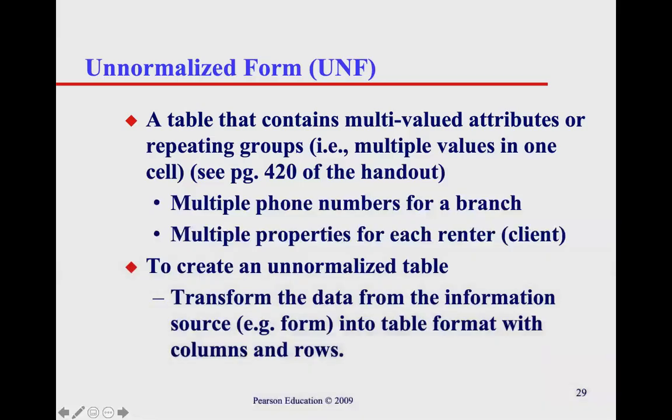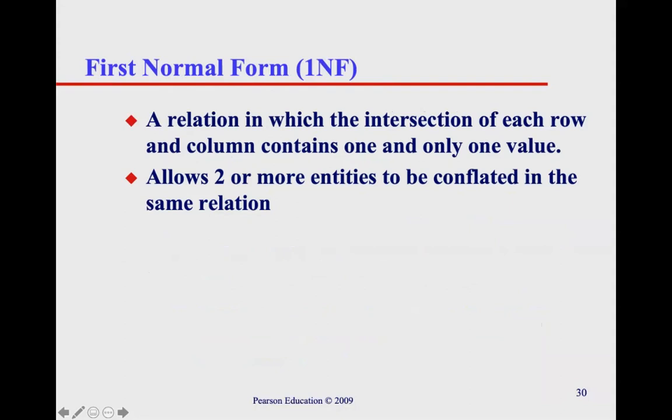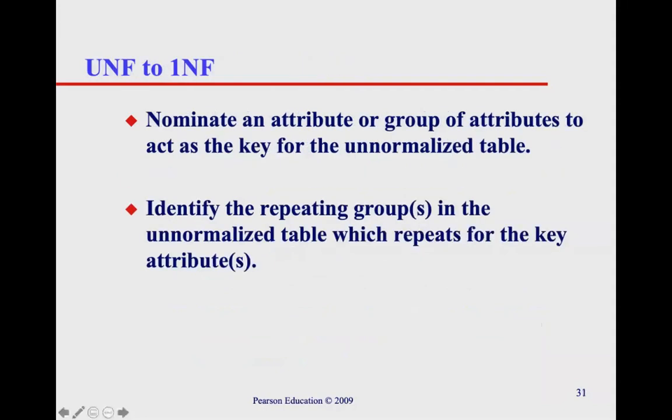So the first thing I need to do is create a normalized table, which is first normal form, by ensuring that every cell, which is the intersection of a row and a column, contains one and only one value. Now in first normal form, it is permissible to have multiple entities in the same relation, like the staff branch directory relation that we've been using thus far. That's in first normal form.